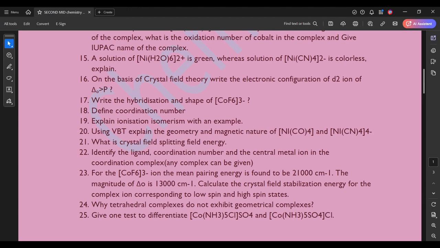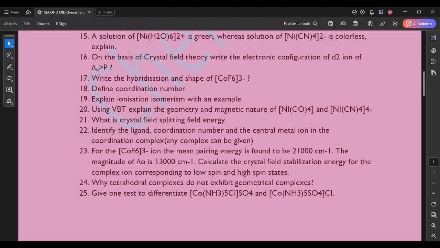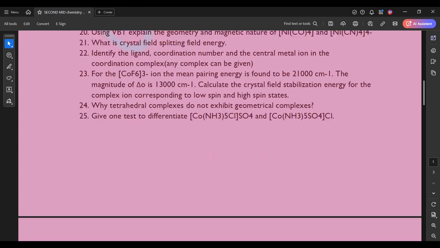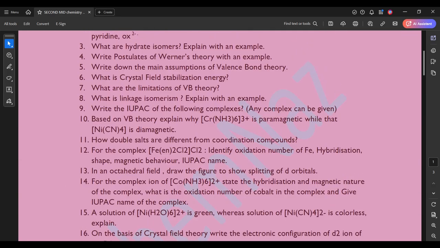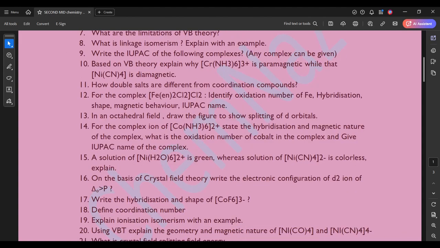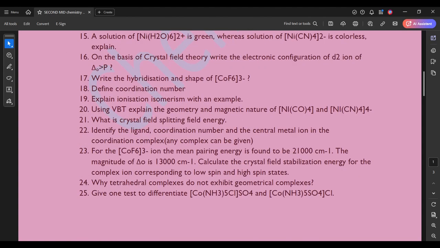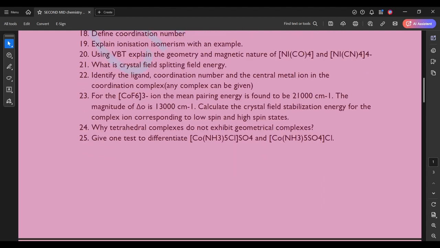Why tetrahedral complexes do not exhibit geometrical isomerism is a book back question asked in 2 marks. Give a test to differentiate between these two complexes. This is asked several times and it is a 2-mark question. So these are the important 25 questions from unit 5, coordination chemistry. Before moving on to the next unit, make sure that you have thoroughly revised at least these 25 questions.